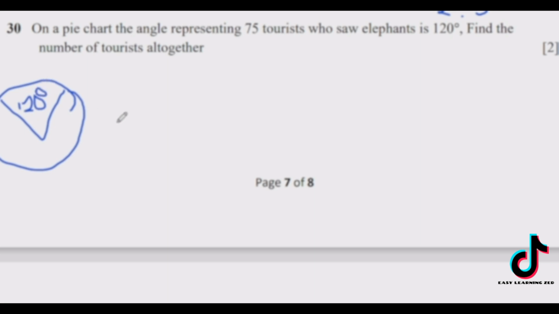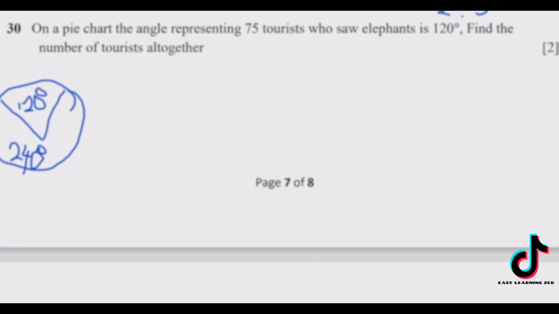Okay, now the total degrees of a pie chart is 360 degrees. So meaning, what is the difference? We have got almost 240 degrees representing the other number of tourists who did not see the elephant. Okay, so when you combine the number of tourists who saw the elephants and those who didn't see the elephant, what will be the total?